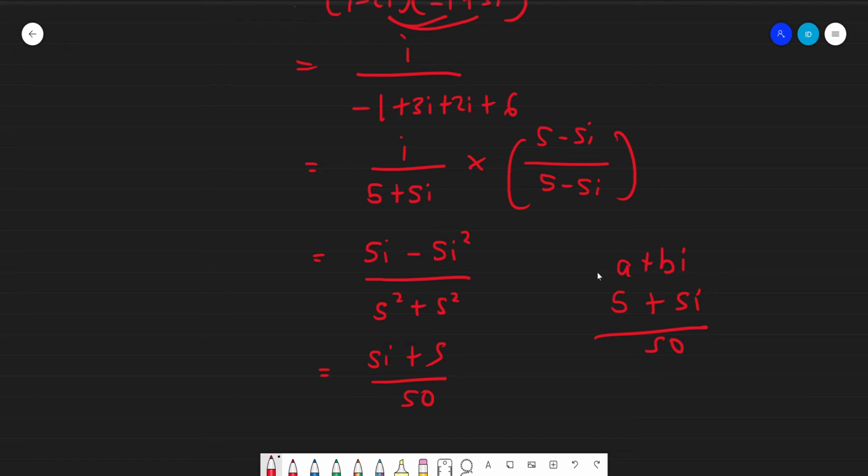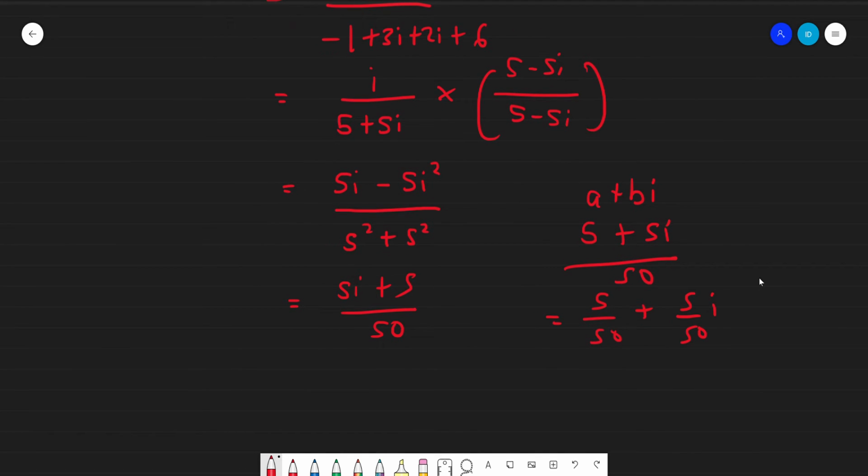Now can we separate it to become singular fractions? Yes, we can. Singular fraction for each, to become 5 over 50 plus 5 over 50i. Now we can simplify this expression, since the denominator can be simplified by dividing by 5. Therefore you get 1 over 10 plus 1 over 10i. So that should be the final answer.